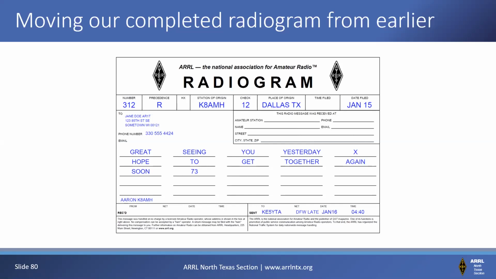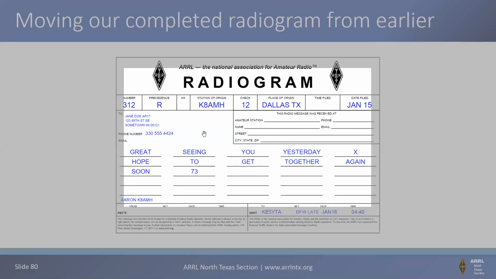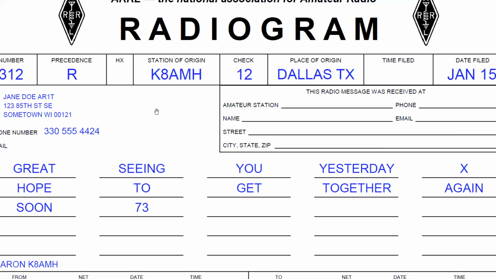So the way I would move this is I would say, please copy my number 3, and I'm going to again go fast. Please copy my number 312 routine, Kilo 8 Alpha Mike Hotel 12, Dallas, Texas, January 15, to Jane Doe, amateur call Alpha Romeo 1 Tango, address figures 123, mixed group 85 Tango Hotel, street, direction southeast, some town, Wisconsin, zip figures 00121, phone figures 330-555-4424.